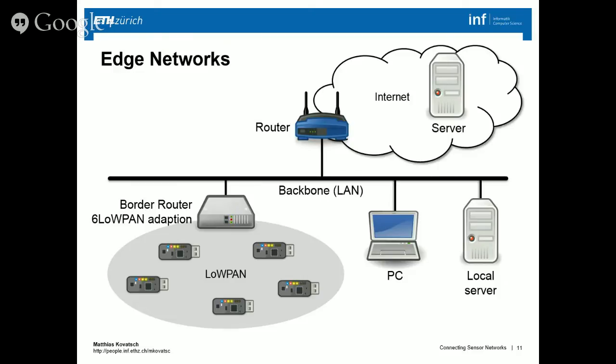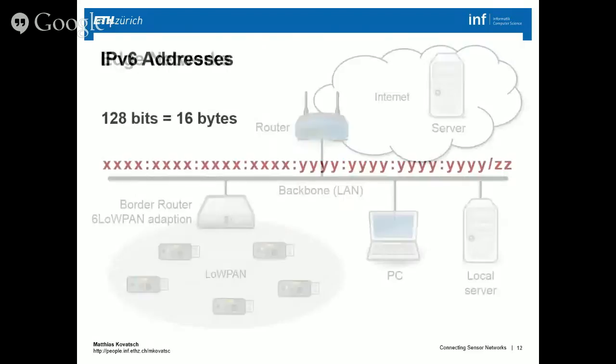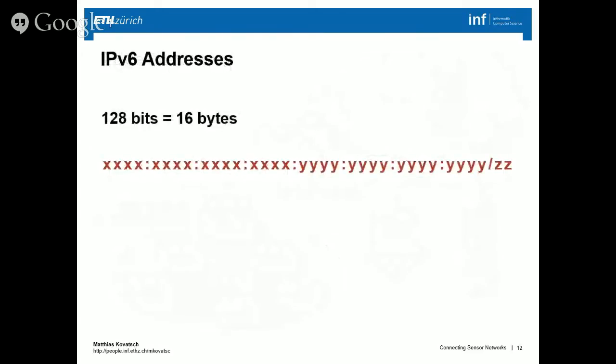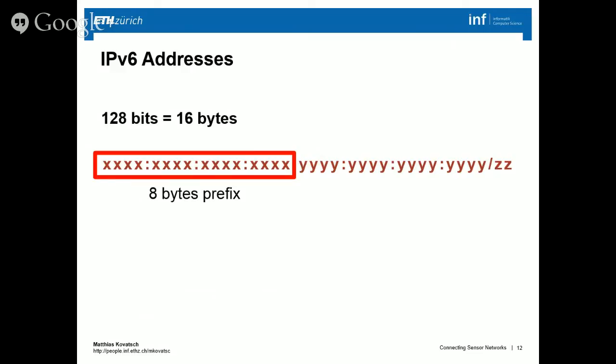To understand how this fully works with the integration, I want to have a short look at IPv6 addresses, how they're built up. They're rather large: you have 128 bits or 16 bytes. And they are structured like this. The first 8 bytes are the prefix. That kind of tells you what kind of address this is. For instance, is it just a unicast address or is it a multicast address?